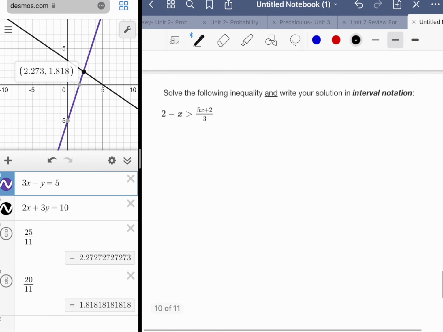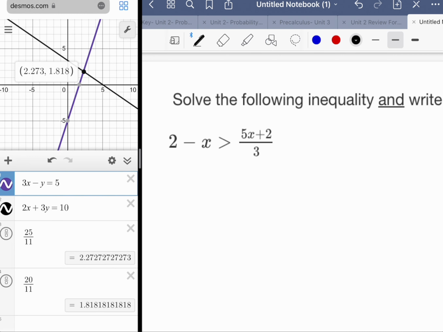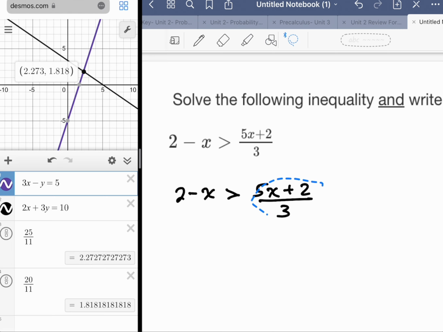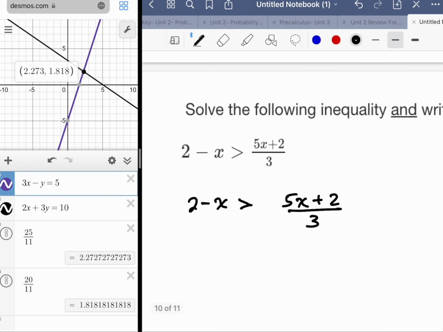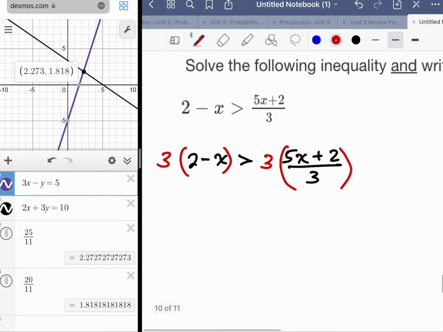All right, this is one of the show all your work questions. Solve the following inequality. I'm going to rewrite it, just to give myself a little room, I'm going to kind of smidge this over. Because whenever I want to solve a fractional equation or inequality, I generally want to multiply by a common denominator. In this case, it's just multiplying by 3. Distribute the 3. 6 minus 3x greater than. Now the 3 on the right-hand side is going to cancel. So we're looking at 5x plus 2.